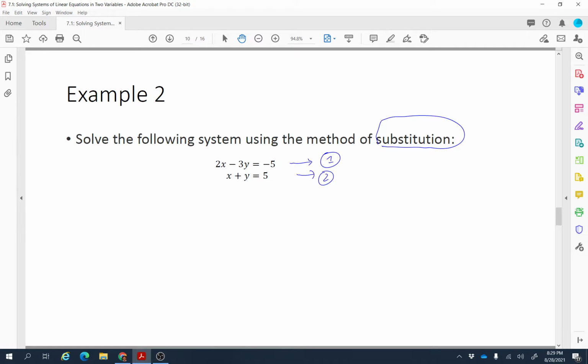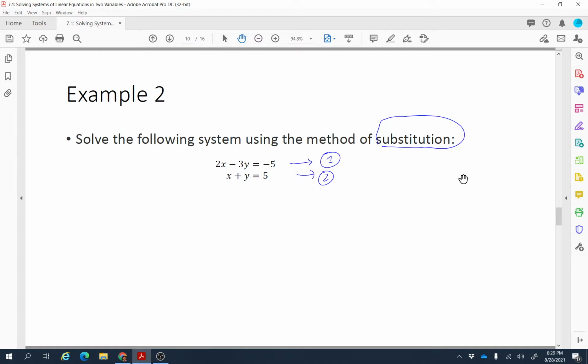By looking at these two equations, if I choose the second equation, then it would be easier for me to solve for one of the variables. I can solve for x or I can solve for y, because it doesn't have any coefficient in front of x and y. If I choose the first one and I want to solve for x, then first of all I have to bring this 3y to the right side, and after that I also have to take care of this 2. But for the second one, I don't have to worry about the coefficient in front of the variable. So I'm going to choose equation 2 and solve for x.